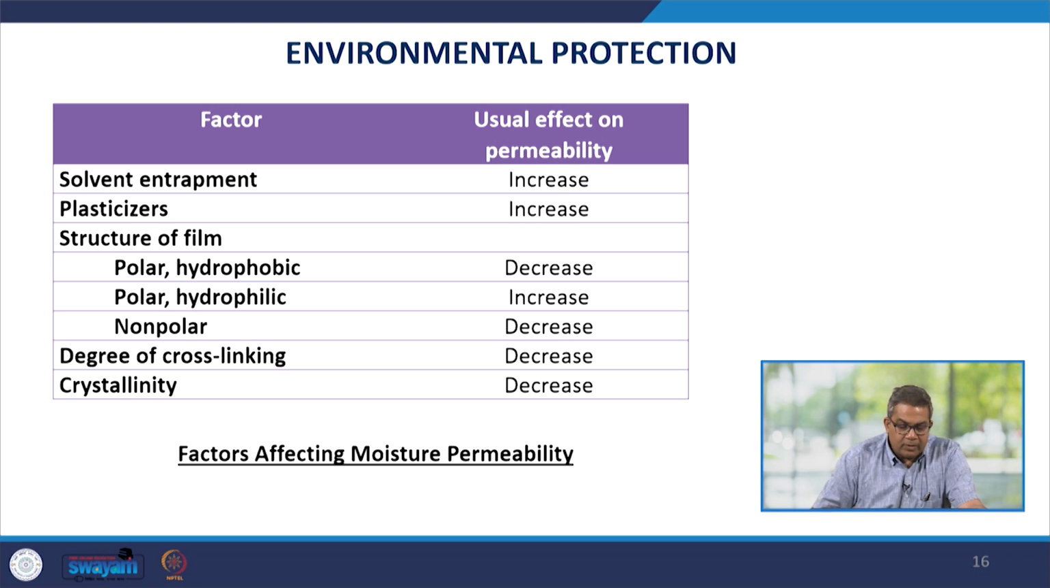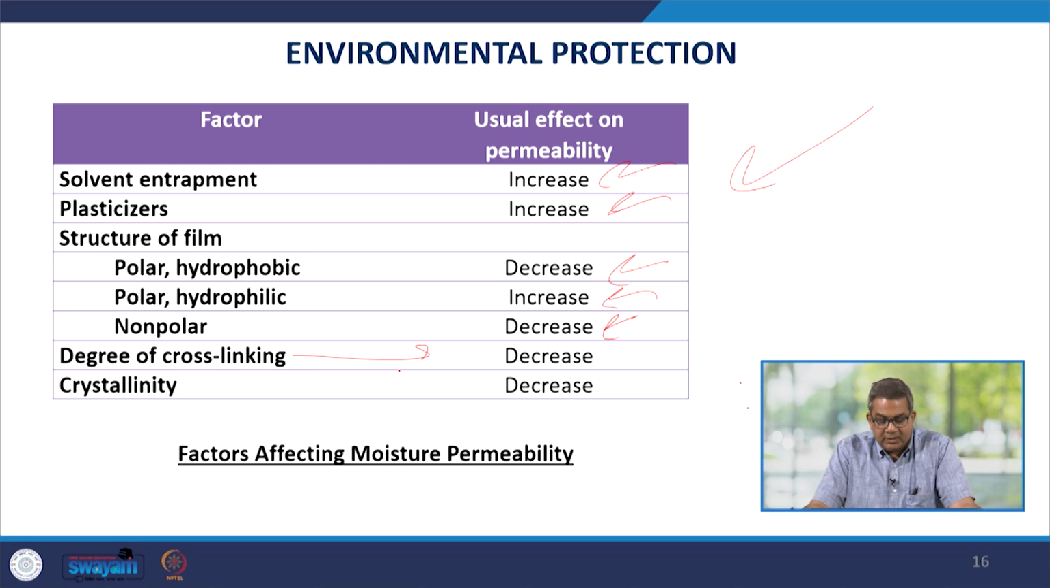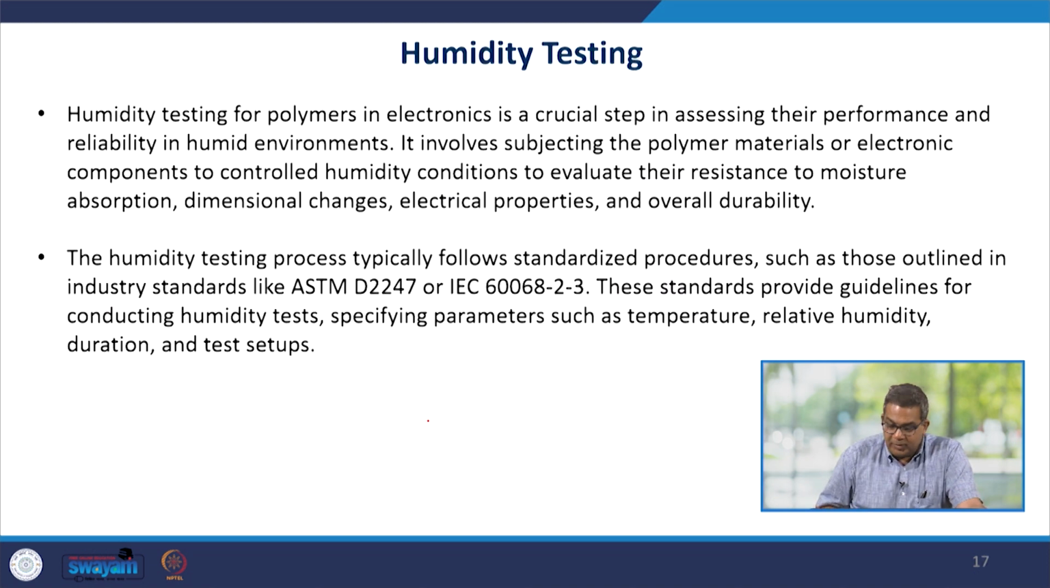Now, in this particular table, we have enlisted various factors affecting the moisture permeability. Solvent entrapment increases the permeability, and the plasticizer increases the permeability. The structure of the film, like polar hydrophobic, polar hydrophilic and non-polar, decreases, increases and decreases respectively. The degree of cross-linking decreases the permeability, and crystallinity again decreases the permeability. Let us talk about the humidity testing.